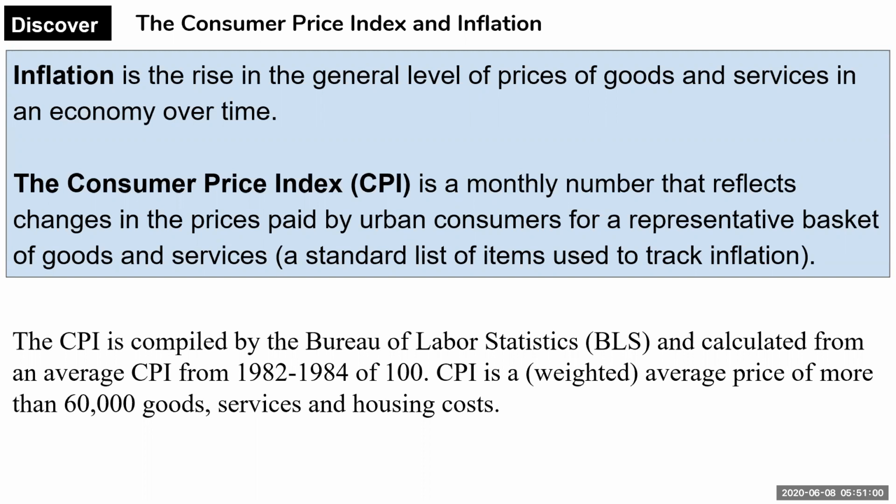All right. So for our next discussion, as you can see on your screen, we're going to be talking about inflation. And inflation is a general rise of prices of goods and services in an economy over time. And the CPI is a monthly number that reflects the changes in the prices paid by urban consumers for a representative basket of goods and services.